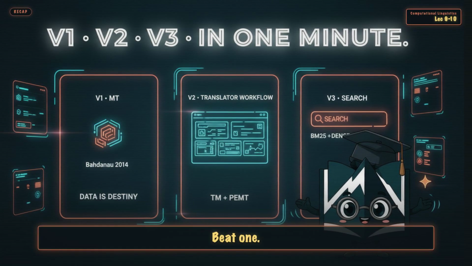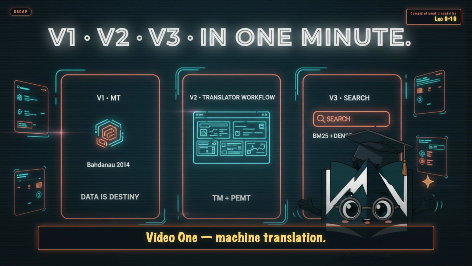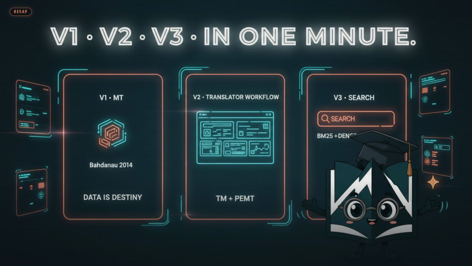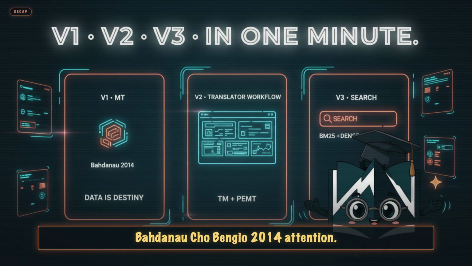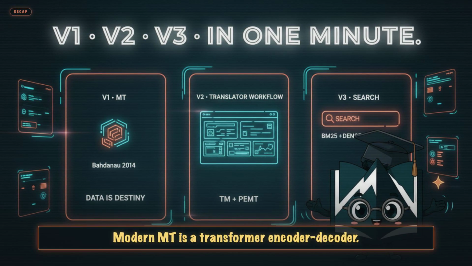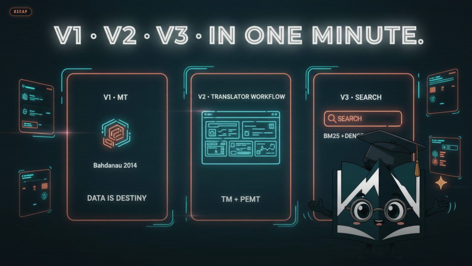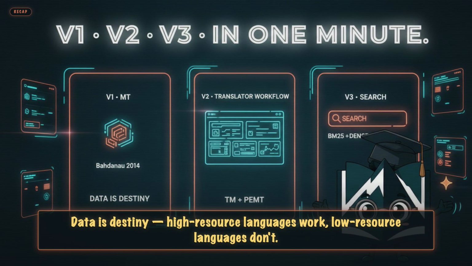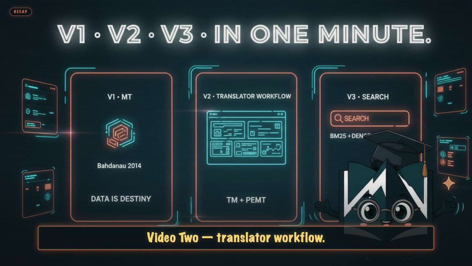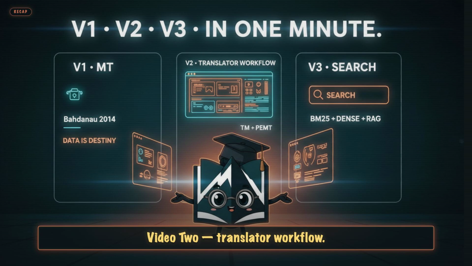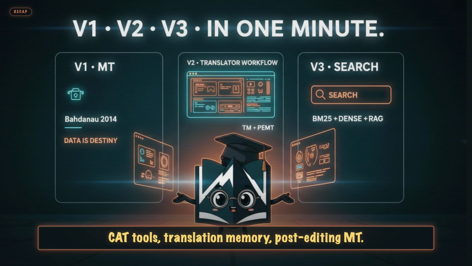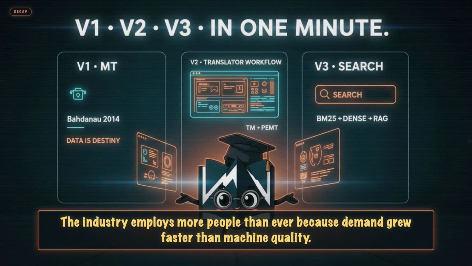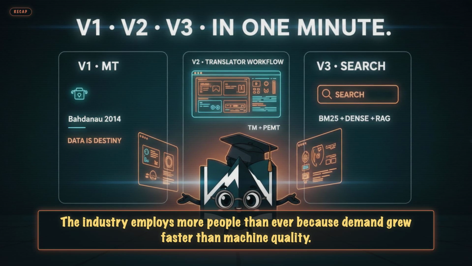Beat 1. Lightning recap. Video 1. Machine translation. 3 eras. Rule-based, statistical, neural. Bahdanau, Bengio 2014, attention. Modern MT is a transformer encoder-decoder, or an LLM being prompted. Data is destiny. High-resource languages work, low-resource languages don't. Video 2. Translator workflow. CAT tools, translation memory, post-editing MT. The industry employs more people than ever because demand grew faster than machine quality.